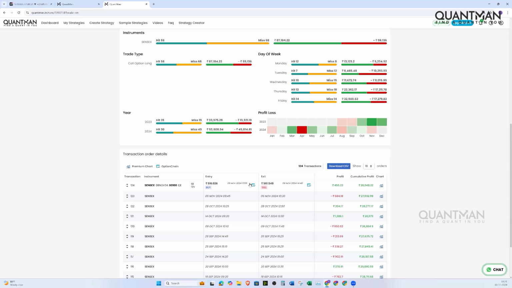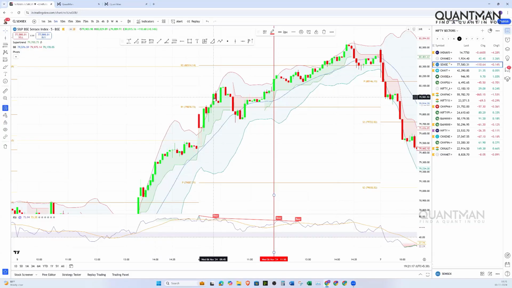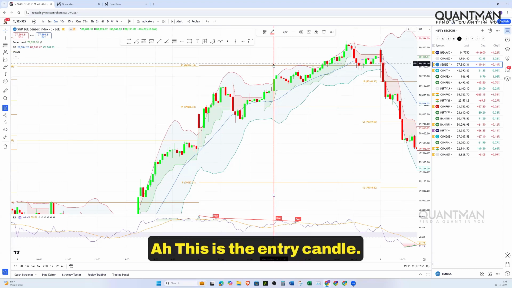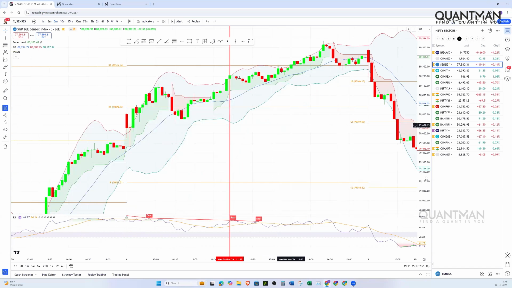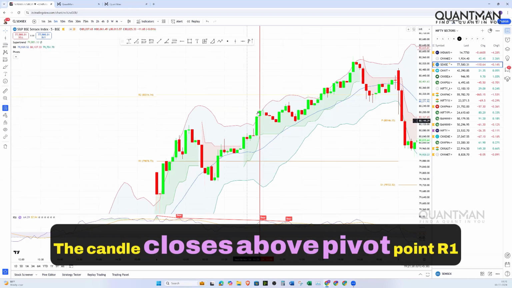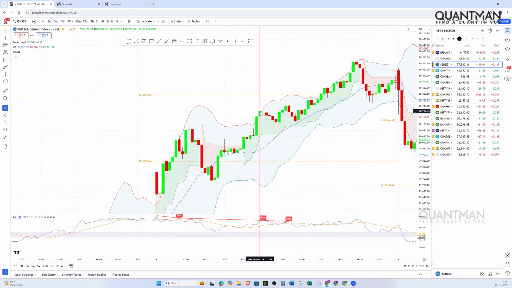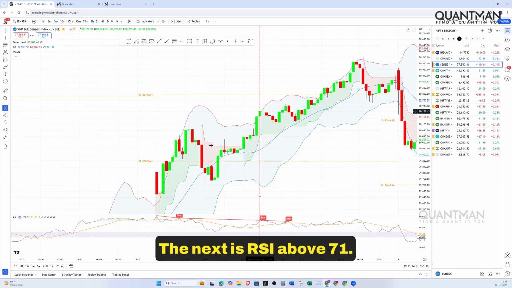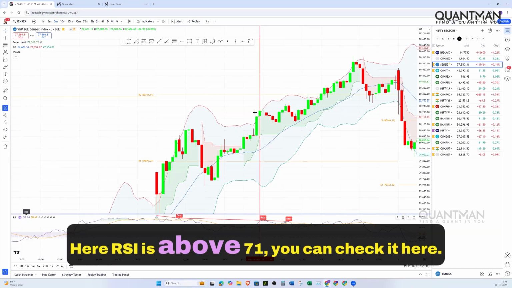Let me check. 11:55 is the entry taken. This is the entry candle. We can compare. Okay. The first condition, pivot point R1. The candle closes above pivot point R1. The next is RSI above 71. Here RSI is above 71. You can check it here.